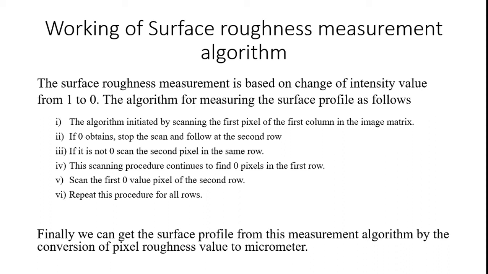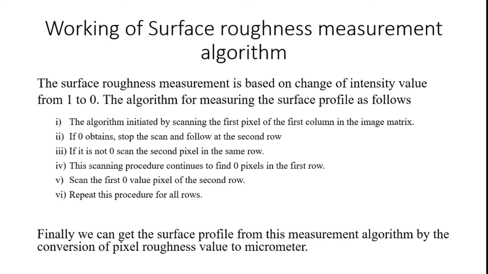Likewise, I conduct the third step. The fourth step is that the scanning procedure continues to find a 0 pixel in the first row. In the first row, I check every pixel. If I get 1, there is a surface available. If I get 0, there is no surface, so I move the scan procedure on. After completing the first row, I move to the second row. I follow the same procedure for all the rows. If I get 1, there is brightness, so the surface is available in the image.